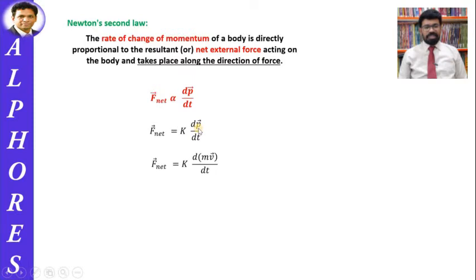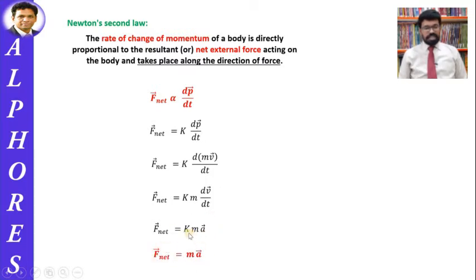In the last session, we discussed linear momentum. Linear momentum p bar can be expressed as m into v bar, isn't it? Since m is a scalar, if m is constant, that m can be brought outside, and you can write this as m into dv bar by dt. And what is this dv bar by dt? It is nothing but acceleration. Rate of change of velocity is nothing but acceleration. So finally, this is the equation we are left with: F net is equal to k m a bar. So finally, this is how it can be concluded.